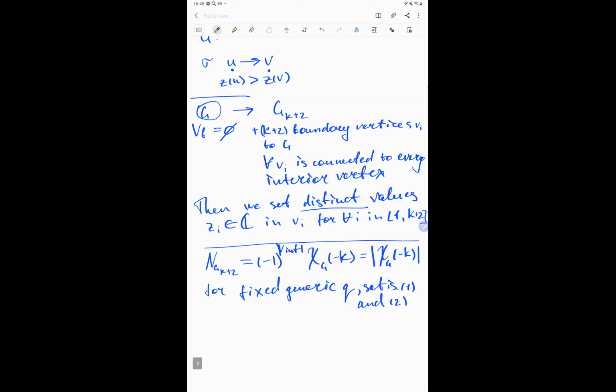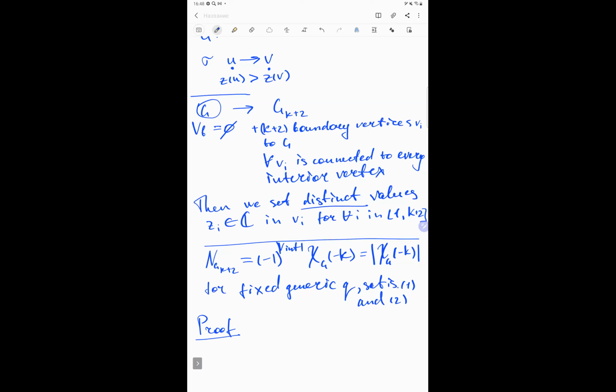So I have just said that we have fixed generic Q, we have fixed Z on boundary vertices, and we can set Z in interior vertices by the value of a chromatic polynomial at minus k. So, proof.